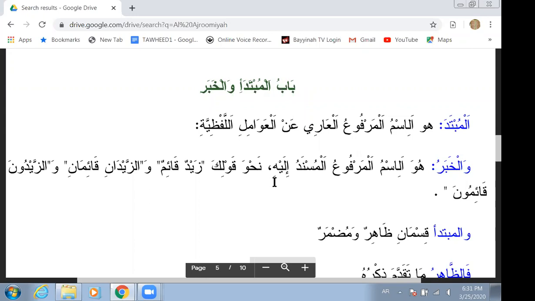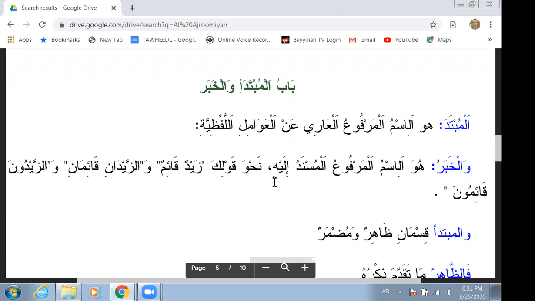Nahwa qawlika, like you will say, Zaidun qa'imun. This is the first example, Zaidun qa'imun. Now, qa'imun is the khabar, and qa'imun is related to Zaid, that Zaid is standing, or Zaid is the one who stands. So if somebody just says qa'imun, it is not going to make any sense. So this is actually going back to Zaid, it has a connection to it. So this is the meaning of Musnad ilayhi.